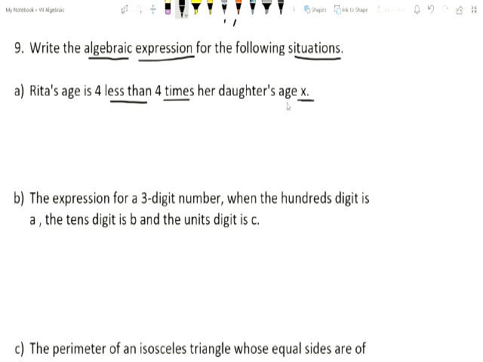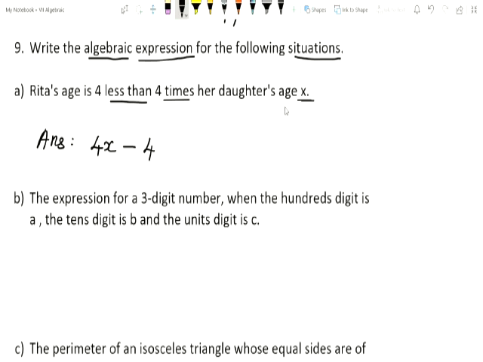So the daughter's age is X. How many times? 4 times they said. So 4 times her age. So 4 into X you get 4X. And less than means what you will do? Subtract. Which number do you want to subtract? 4. So 4x minus 4. This is the algebraic expression.